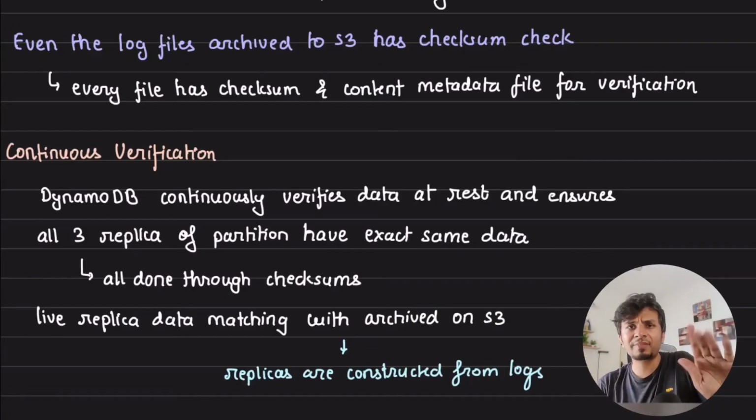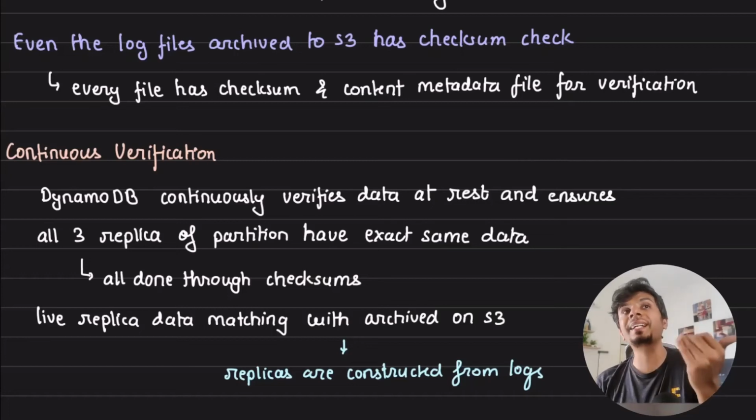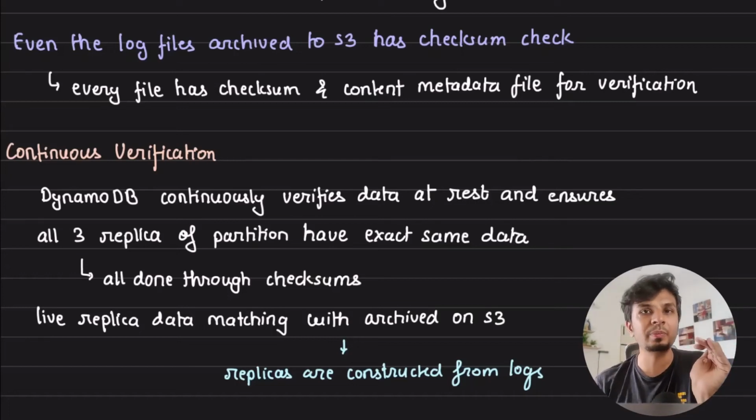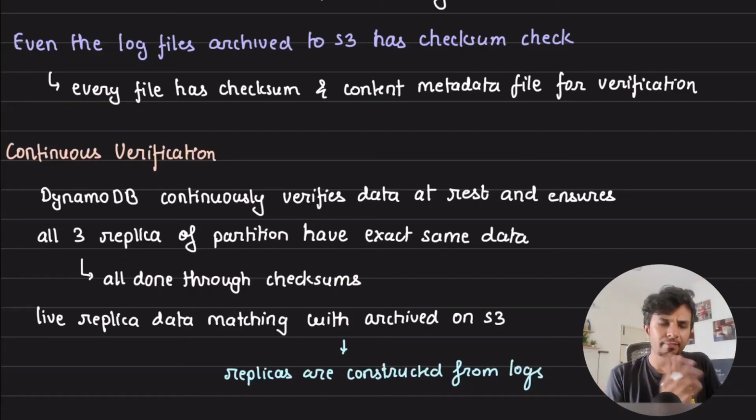In case you have never heard of checksums, you are just a Google search away, but a checksum is a very standard way of ensuring that your data is not corrupted, right? Or rather, you detect corruption. You cannot fix it, but you can detect corruption. So then, depending on what your use case is, you can choose how to fix that, right?